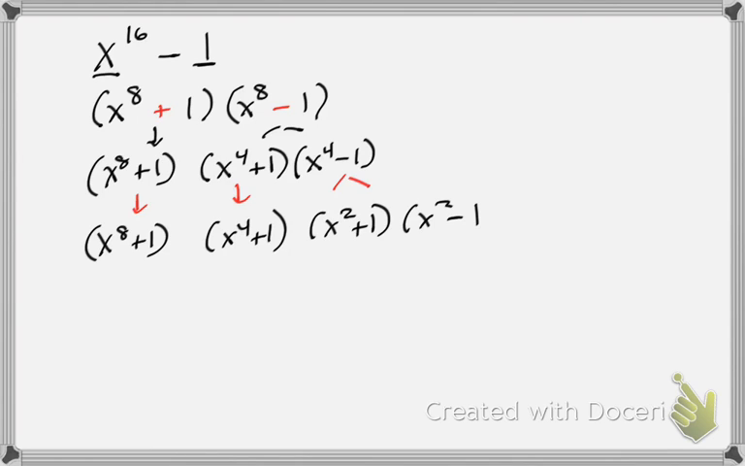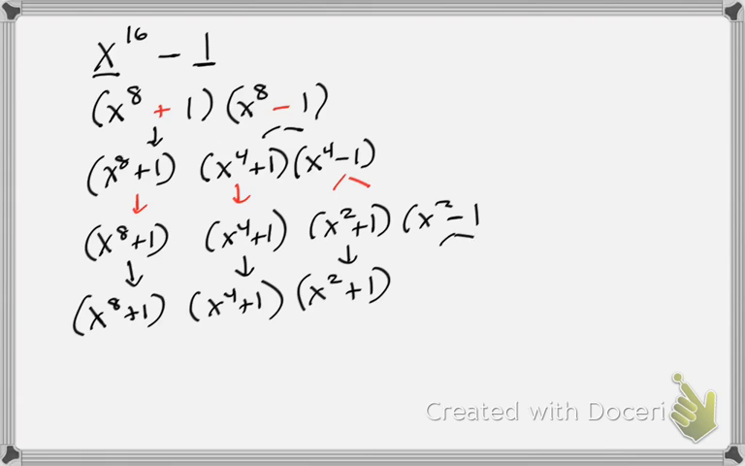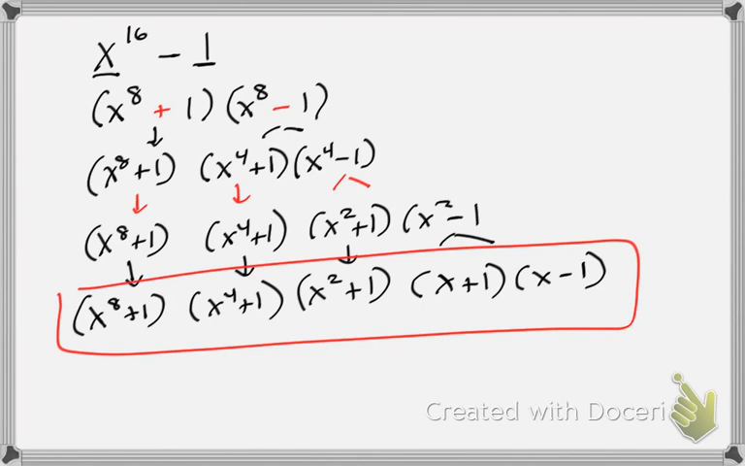Okay? I'm going to keep it, x to the 8th plus 1, keep it, x to the 4th plus 1, keep it, x to the 2nd plus 1, and then we have to break down that last one, which is x plus 1 times x minus 1. And that, my friends, has to go in your answer column. So those were some tricky homework problems. This is expected that you know how to break that down.